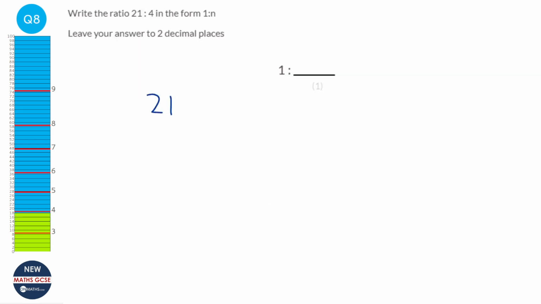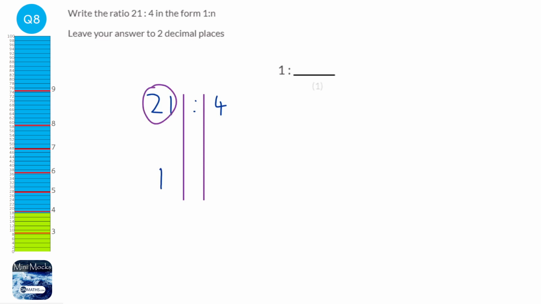So we're given 21 to 4 is the ratio. We're just going to have our lines in, because what we need to do is make the left-hand side be 1. Okay? And to do that, for 21, I need to divide it by itself, divide it by 21, and we're going to do the same to the right-hand side.